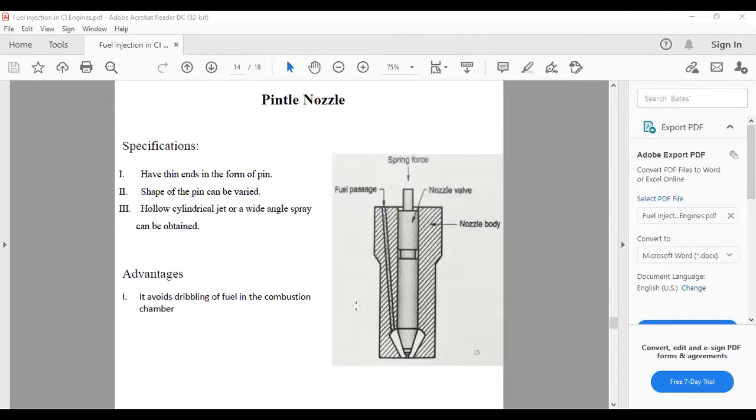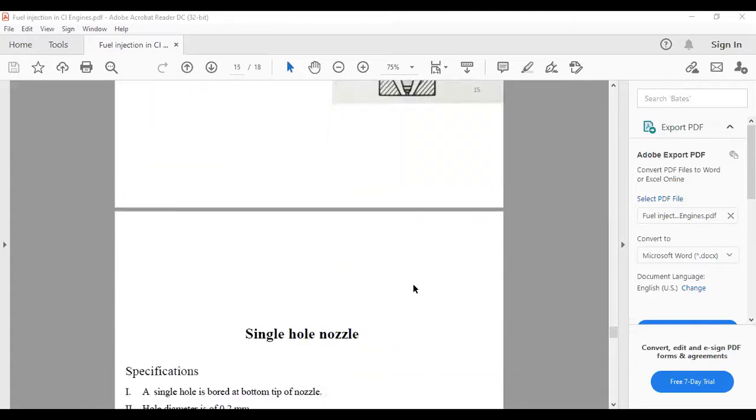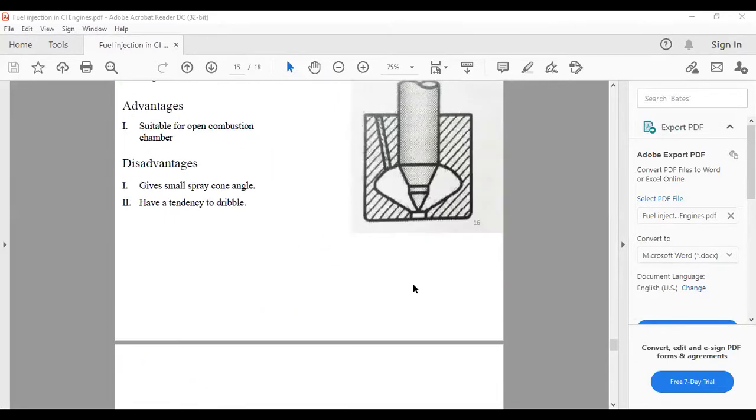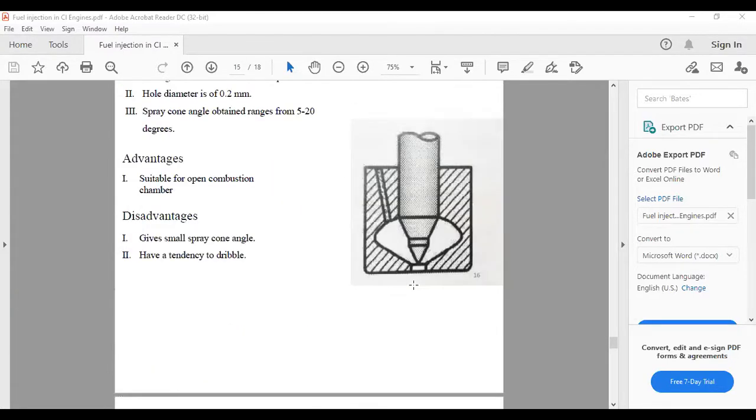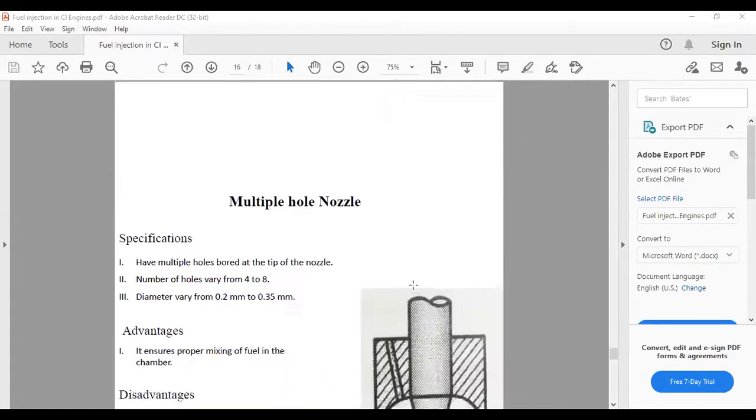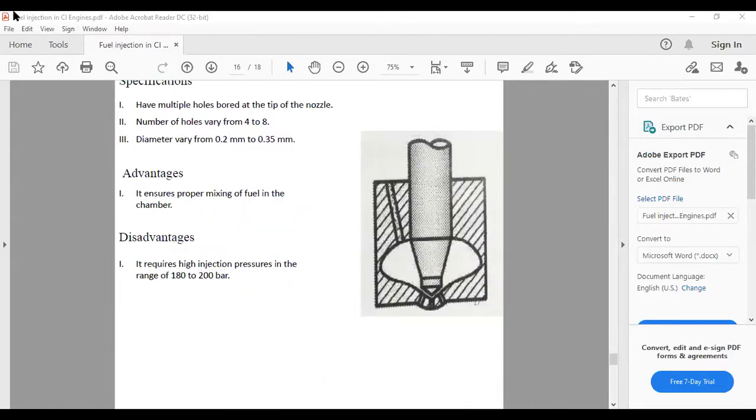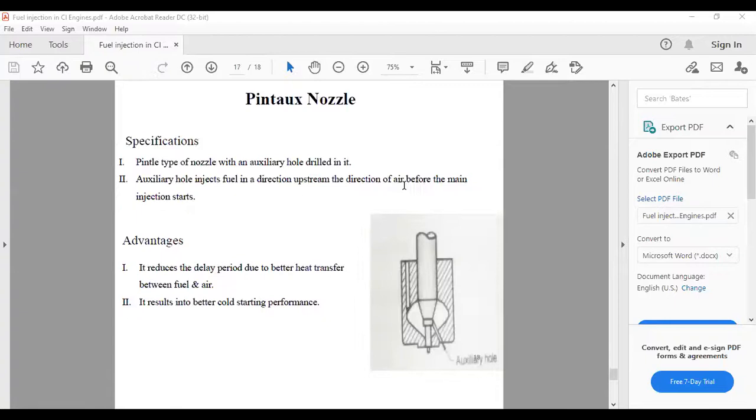This is a pintle nozzle. Actually, these are not in the syllabus, but you can see how a nozzle looks in construction. This is the hole at the end of the fuel injector, which is called a nozzle, to inject the fuel into the cylinder. This is single hole nozzle. This is multi-hole nozzle. Pintaux nozzle. These are the constructions of the nozzles.